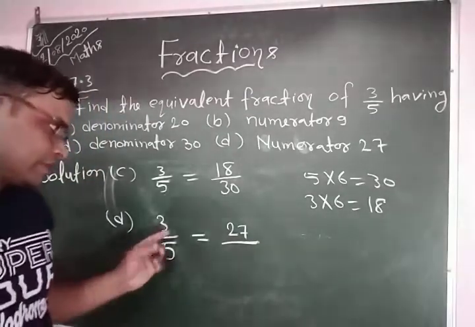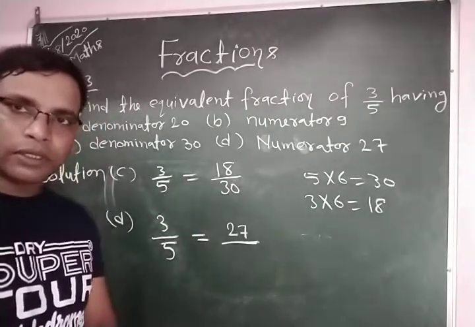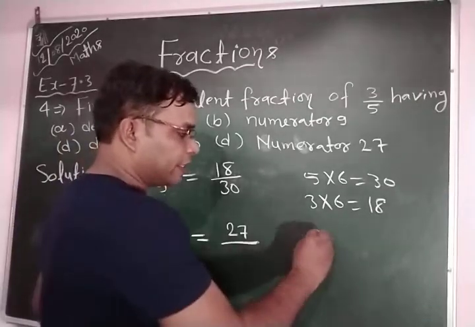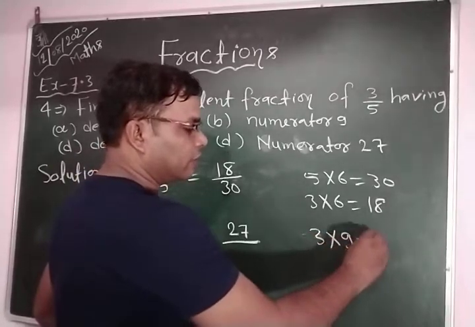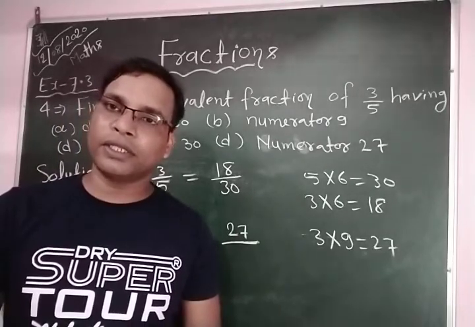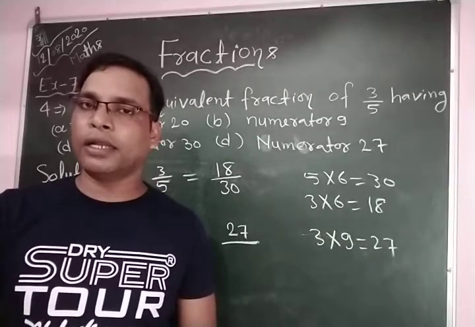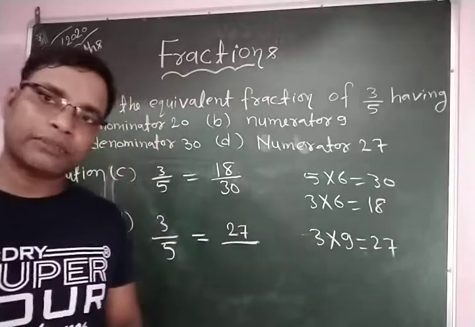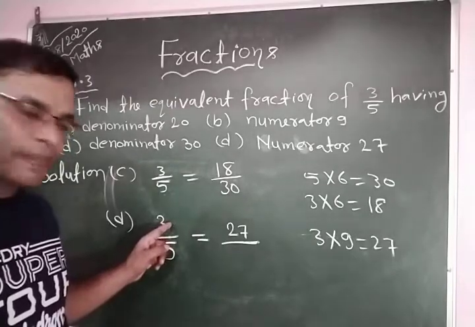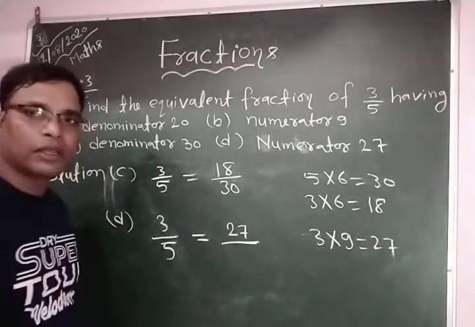Okay, so you can see by which number we multiply 3 to obtain 27. You can say 3 nines are 27, so if we multiply 3 by 9 we obtain 27. This is the necessary and sufficient condition for equivalent fractions: we multiply or divide the denominator and numerator by the same number. Same quantity, you can see. So here in 3, if we multiply by 9, then we obtain 27.